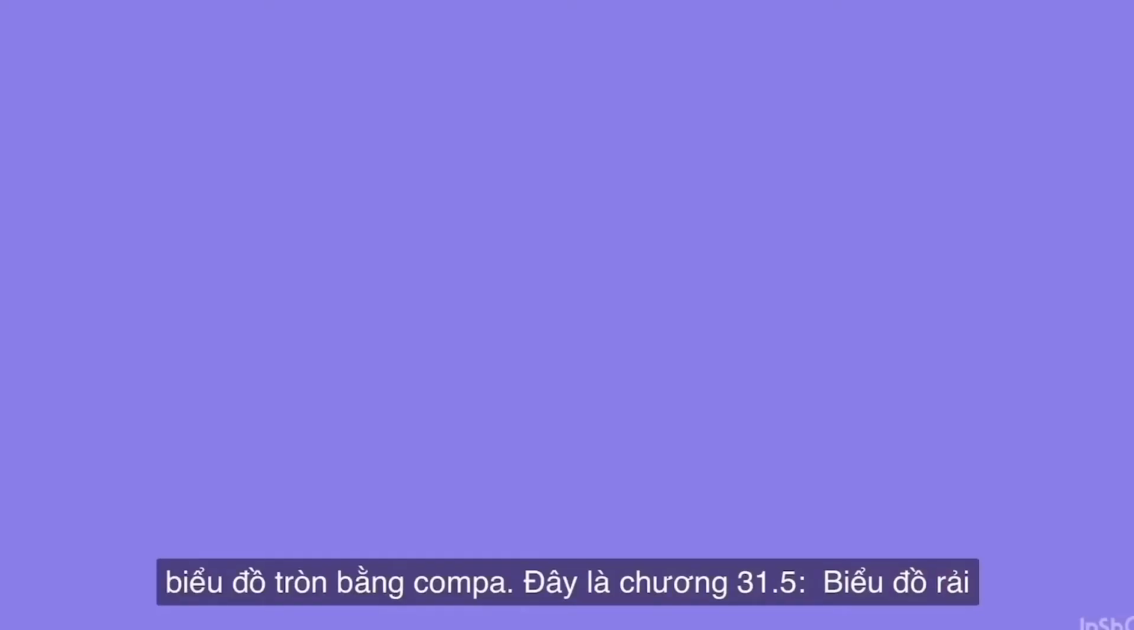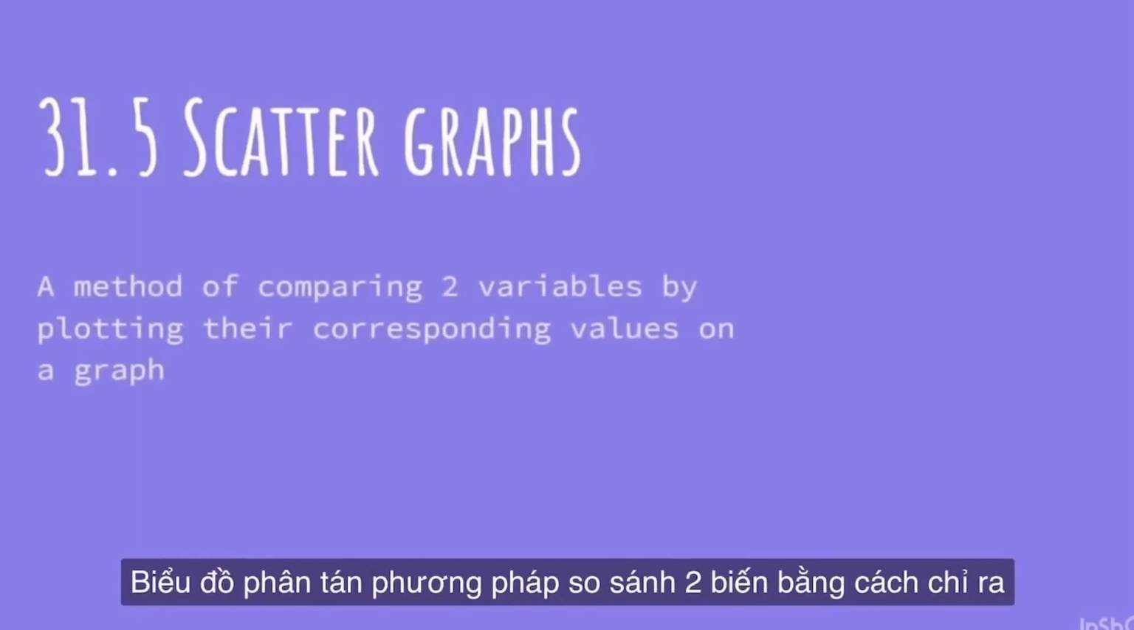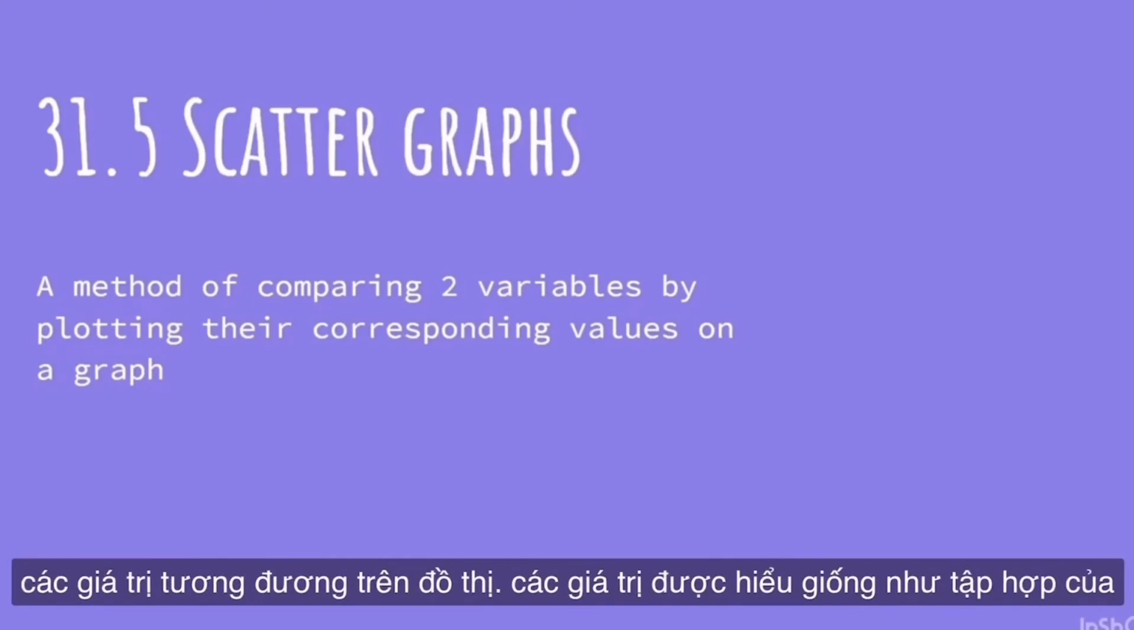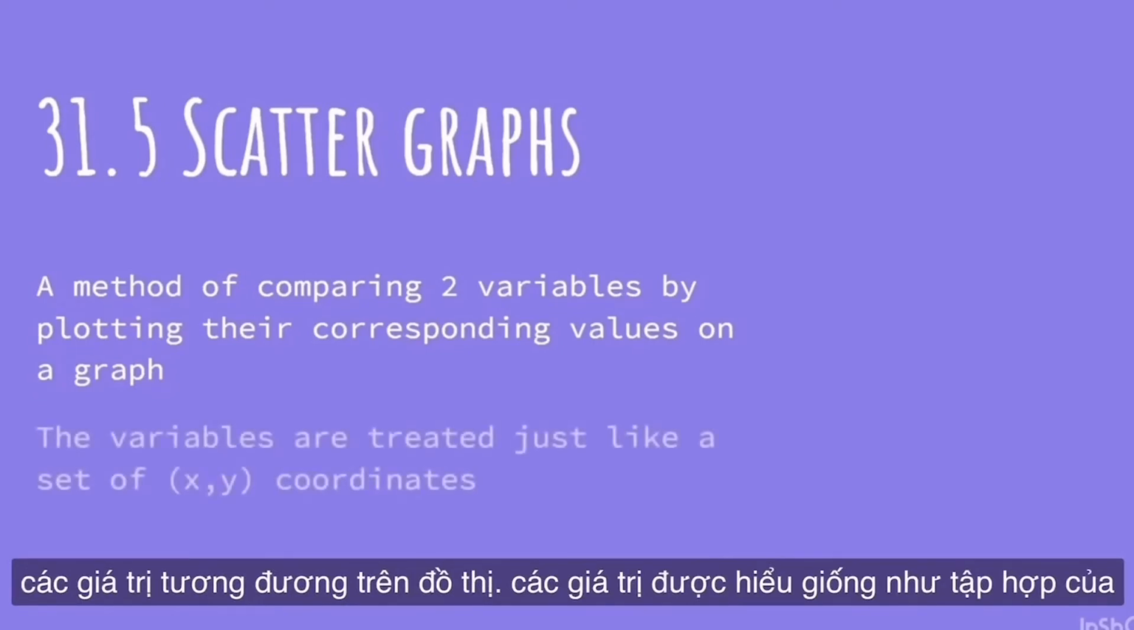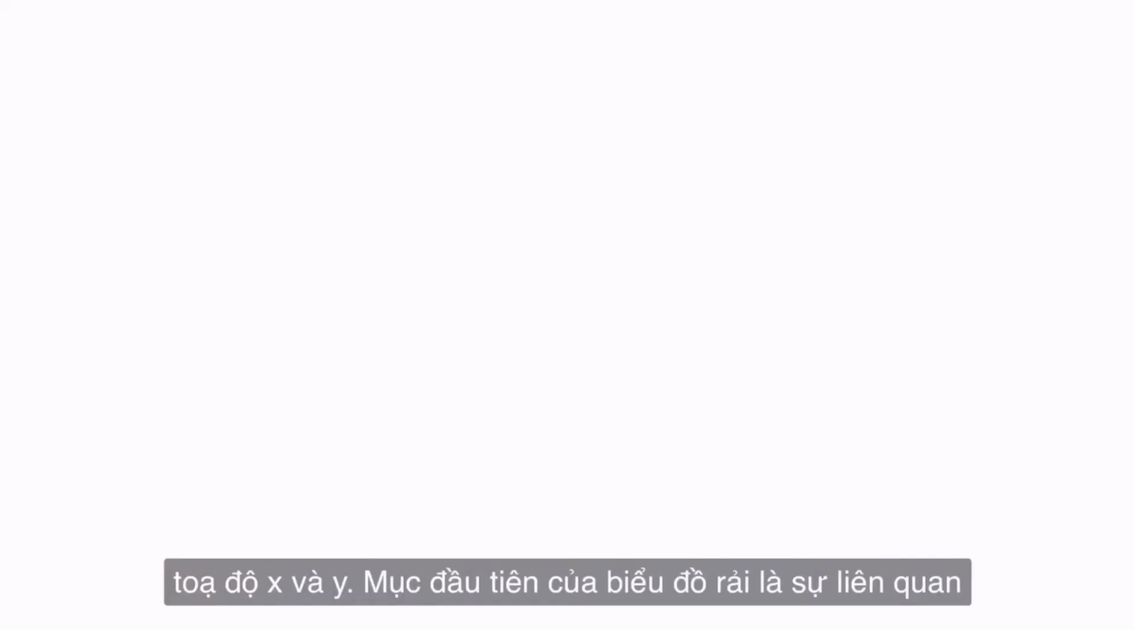This is chapter 13.5, Scatter graphs. A scatter graph is a method of comparing two variables by plotting their corresponding values on a graph. The variables are treated just like a set of x and y coordinates.